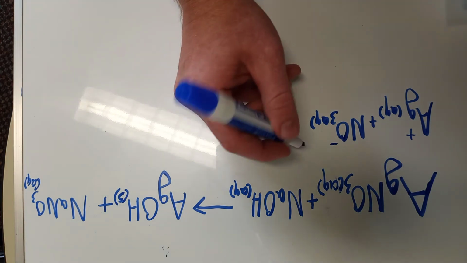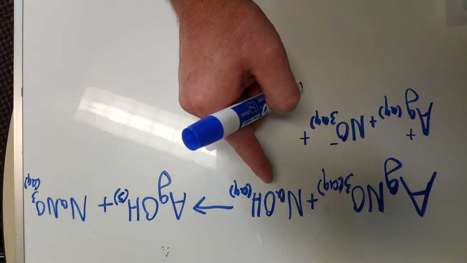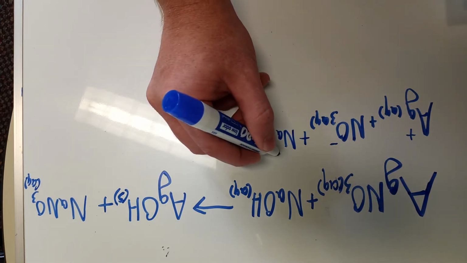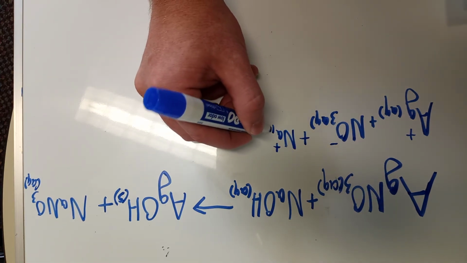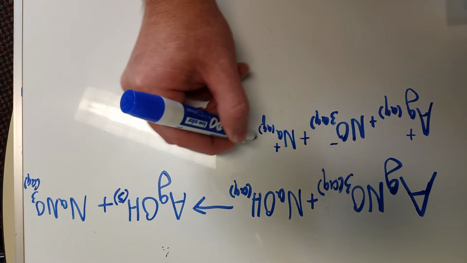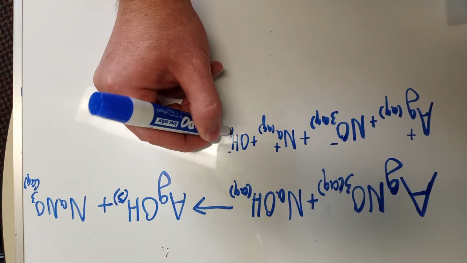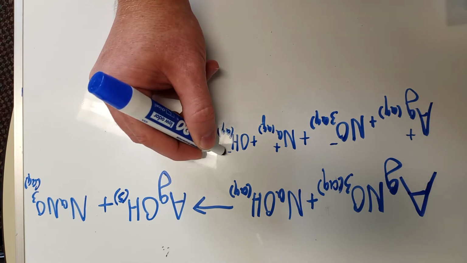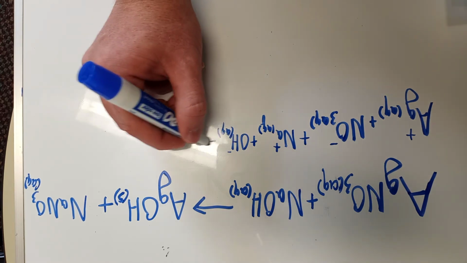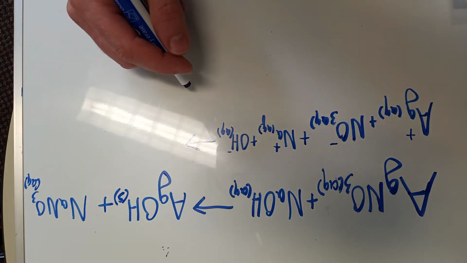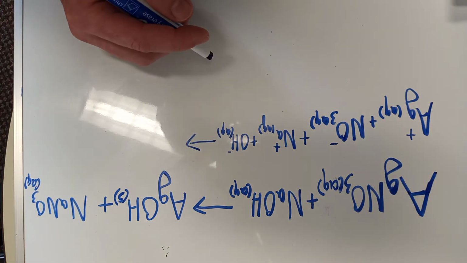Okay, and then we're going to do the same thing for our NaOH. It's aqueous, so it's going to split up. We're going to have Na, and I'm going to put a plus on it, and our OH, which is also aqueous. Notice I put the negative charge on OH. Sorry, there's some glare there. Now you can hopefully see the arrow.